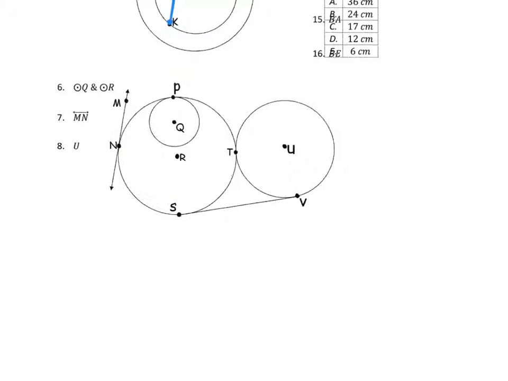Looking at these next ones, it says circle Q, which is the little circle here in the middle, and then circle R. And they happen to touch each other in one point, so we call them tangent circles. Number 7 asks us, what's this line, MN, called? It is a tangent line, so we're just going to write tangent. And then last but not least, it's asking us, what is point U called? And that is a center.